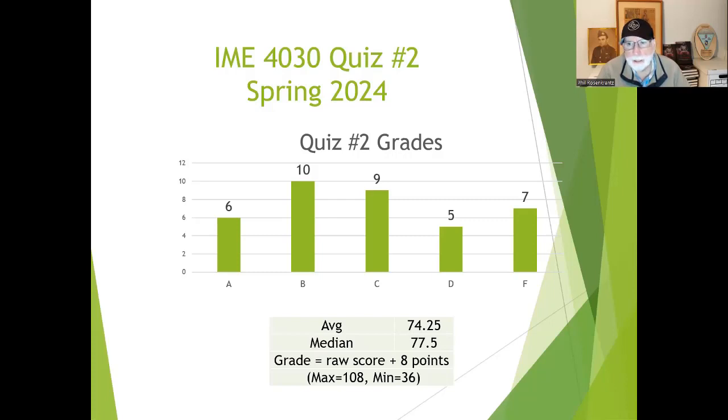The grades you see in the grade book right now are a raw score plus an 8-point curve added on to everybody's grade. I'll explain that as we go along. For the curved scores, the average was 74.25 and the median was 77.5. The max grade was 108, so we had one perfect score, which with the 8 points makes 108, and the minimum score is 36.